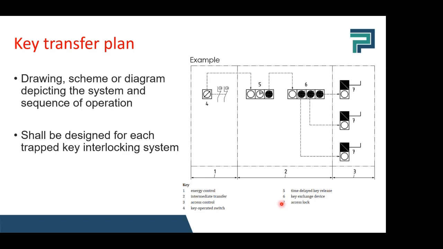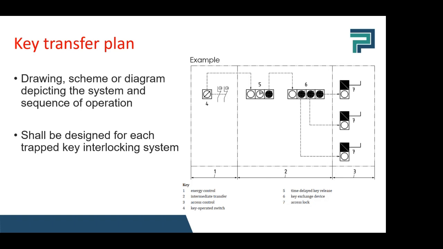So, for example, first we release the key-operated switch. We transfer it to the slot, and this releases another key. With this key, if we bring it to the key exchange device, we can release 3 keys. And these three keys give us access to the hazard zone. Then if we want to start the machine again, the 3 keys have to be inserted again in the key exchange device. This releases this key, and we bring it back to the key-operated switch. And so we can start the machine all over again.